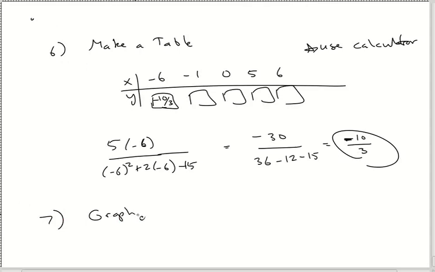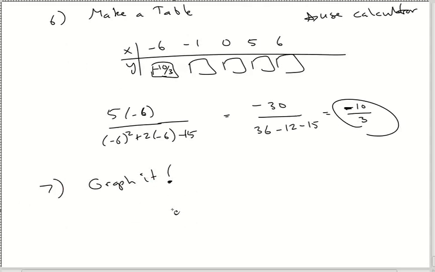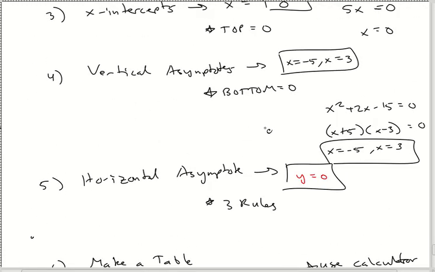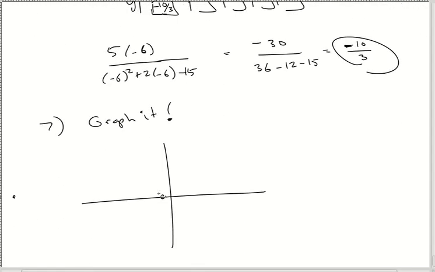Now they say graph it. Now, if we had graphing calculators, we would just plug it in and get it done. But because we don't, I'm thinking along the lines of using what we have. Notice that I have negative 5 and 3 as my vertical asymptotes. 1, 2, 3, 4, 5, and that's one thing right there. 1, 2, 3. I'm trying to set it up. I'm trying to get a shape. What is it going to look like?